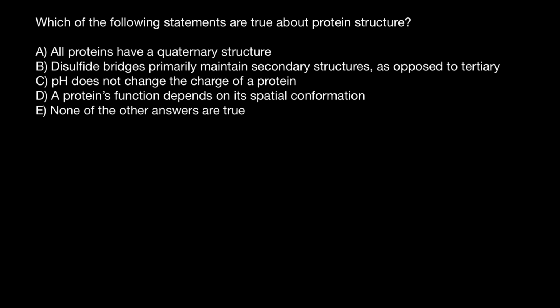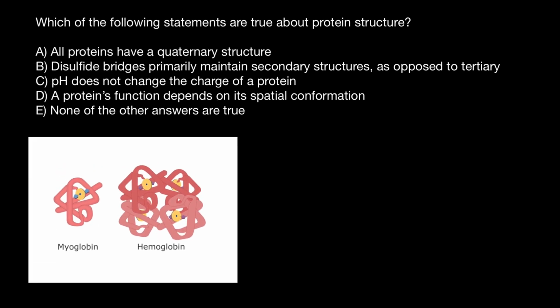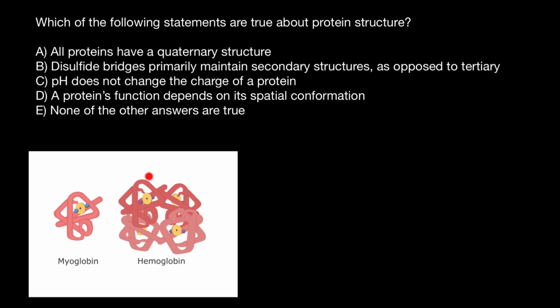Which of the following statements are true about protein structure? Statement A: all proteins have a quaternary structure. Take a look at this picture and you would see that hemoglobin has quaternary structure, but myoglobin doesn't have quaternary structure. So many proteins just have tertiary structure, but some have quaternary structure, meaning that many different polypeptides aggregate in order to make one functional protein.